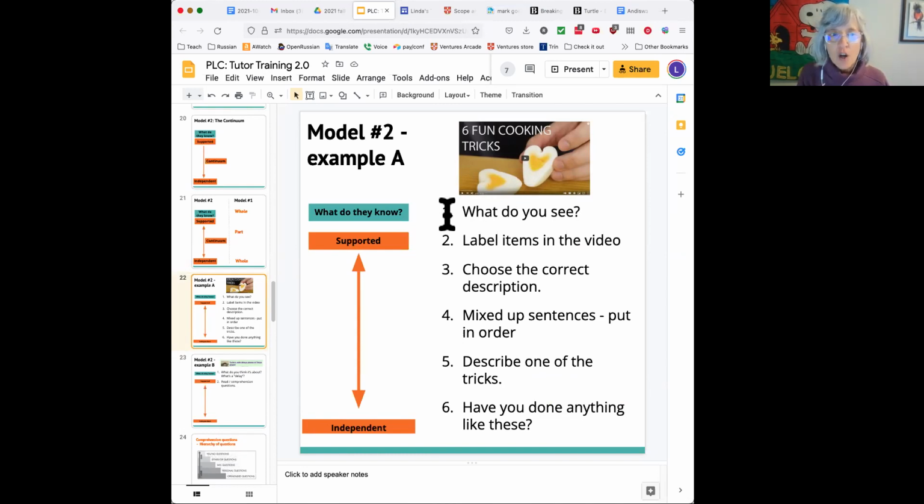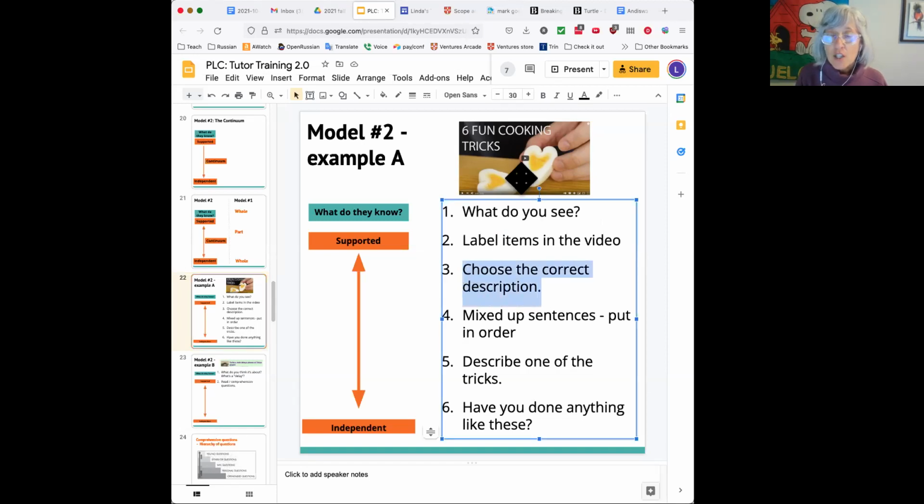So first I'm going to ask an open-ended question. Then we're going to maybe just label, what's that? Or is that? We're going to talk about the hierarchy of questions, but see, it's an egg, it's a heart shape, it's a hand, whatever the level that's appropriate for your students. Maybe I'll give them different descriptions. There's 6 cooking tricks. I can write out 6 very short descriptions and mix them up, and ask, okay, we're going to watch one cooking trick, and they have to choose which description is correct.